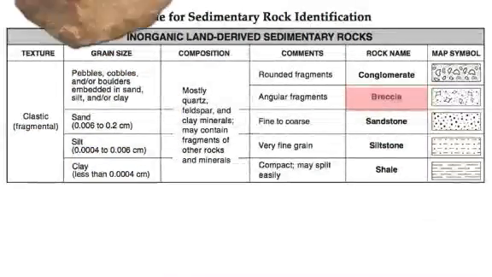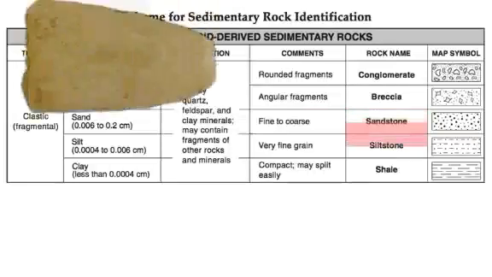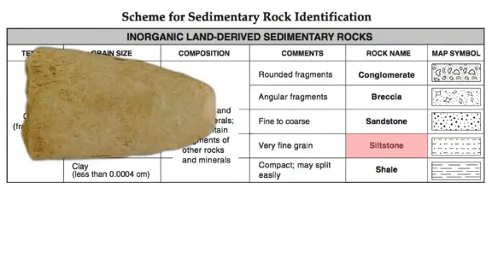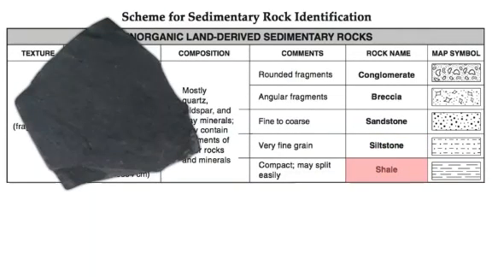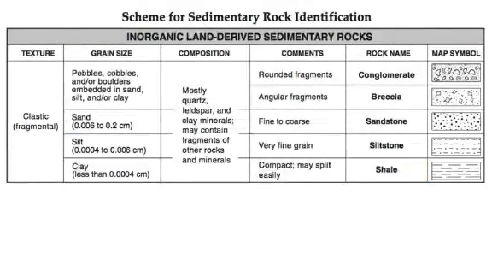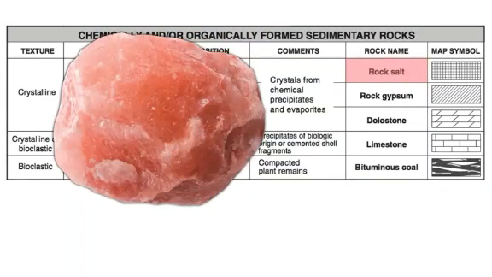If the rock is made of sand-sized sediments, appropriately enough, we have a sandstone. Smaller sediments, called silt, will give us a siltstone, and smaller still, called clay, will give us a rock known as shale. And so those are our clastic sedimentary rocks. But we do have some other types of sedimentary rocks. Some of them are called crystalline, like this rock salt.